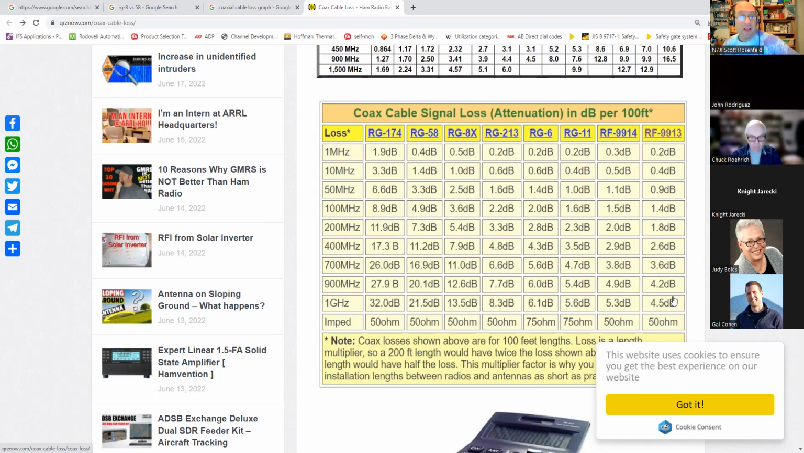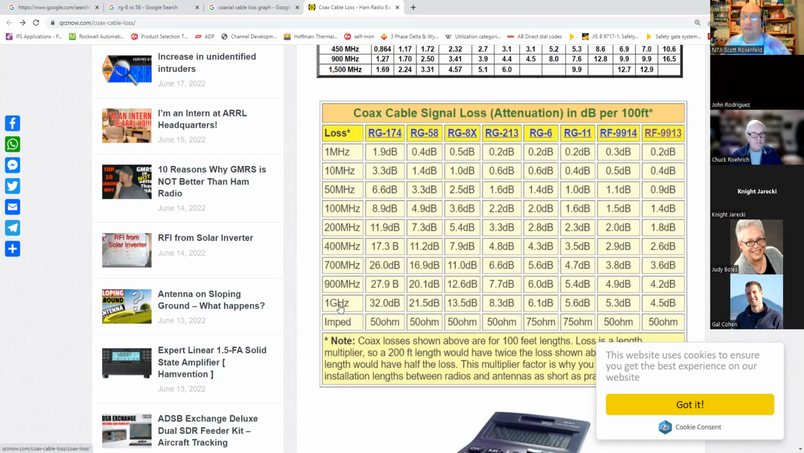And that's why we have different cables available to us. Now, that 9913 is a lot more expensive and it's a lot bigger. But the question is, are you going to be operating at 1 gigahertz? The answer is, I don't know. It depends on what the system is that you're putting in.